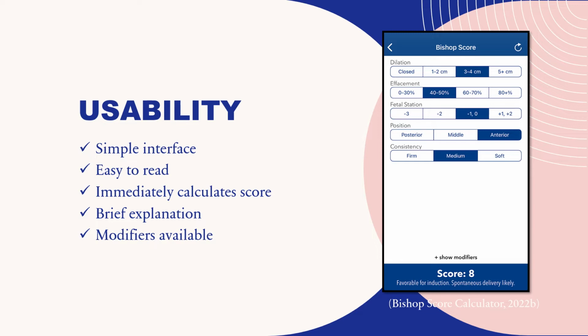There are also options for modifiers, which you can see here. Once you select that option, it gives you the option to state whether it's a nulliparous or a multiparous delivery, and if there are other factors that could be considered.